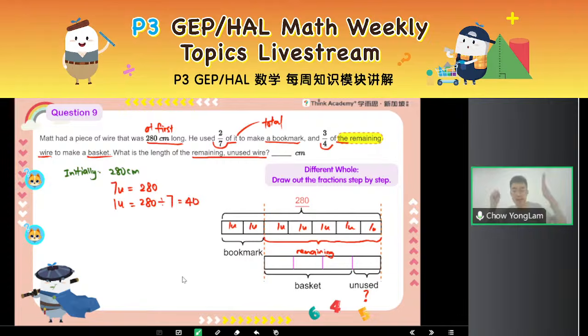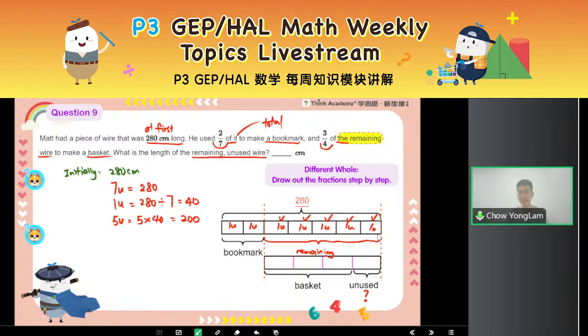But we want to find out after we use up the bookmark part, how much is left. So how much is left? We count the units carefully. 1, 2, 3, 4, 5. 5 units equals 5 times 40 equals 200. Okay, yes. Some of you got the answer already.